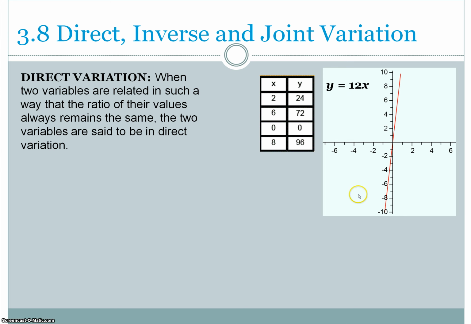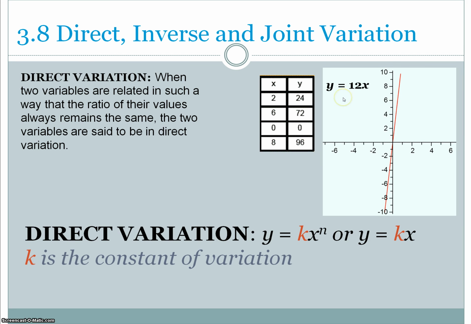And this is a graph of this function. Direct variation, you're going to have variables that look like y equals something times x, and it's always going to be a linear relationship since the ratio is going to stay the same. So a formal definition here for direct variation: y equals k times x to the n, or sometimes y equals just k times x to the first power. And this coefficient in front, that's called the constant of variation. That's that ratio that stays constant, that tells us how x and y change relative to each other.